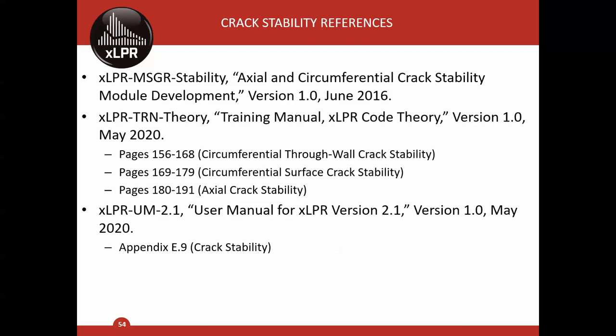So for more information on the crack stability models, you can refer to the crack stability module subgroup report, the theory manual, which has sections on circumferential through-wall crack stability, circumferential surface crack stability, and axial crack stability, as well as the user manual appendix section on crack stability.